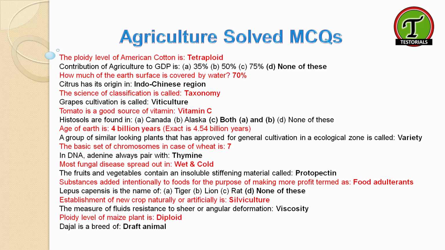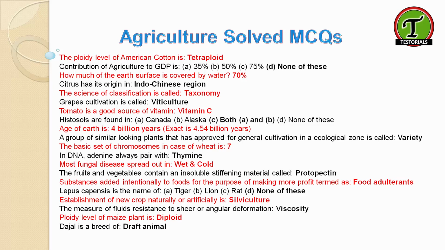A group of similar-looking plants that has been approved for general cultivation in an ecological zone is called a variety. 71. The basic set of chromosomes in case of wheat is 7. 72. In DNA, adenine always pairs with thymine. 73. Most fungal diseases spread out in wet and cold. 74. The fruits and vegetables contain an insoluble stiffening material called protopectin.